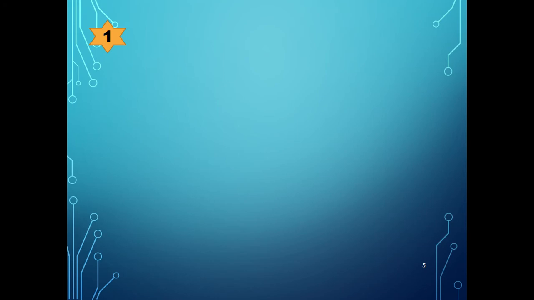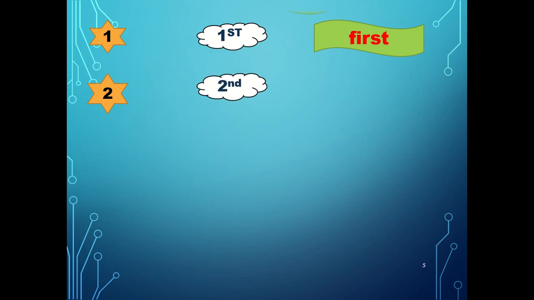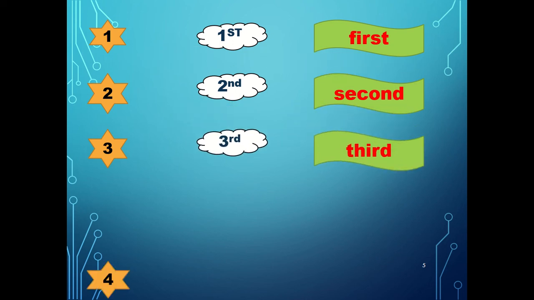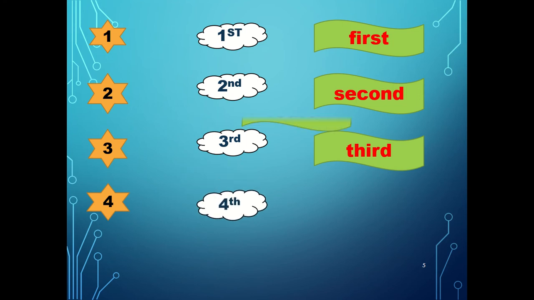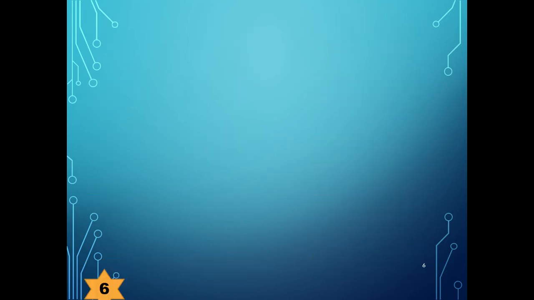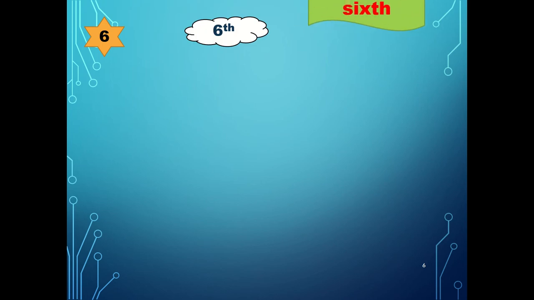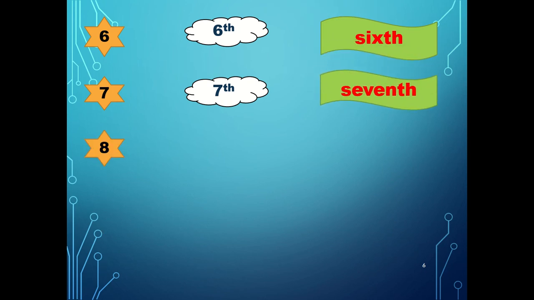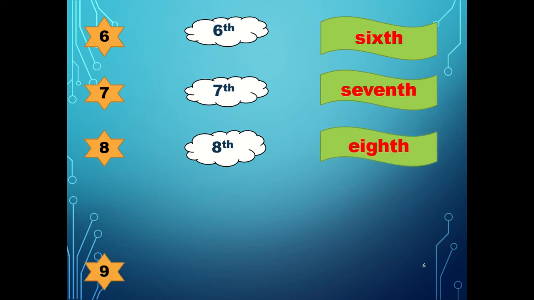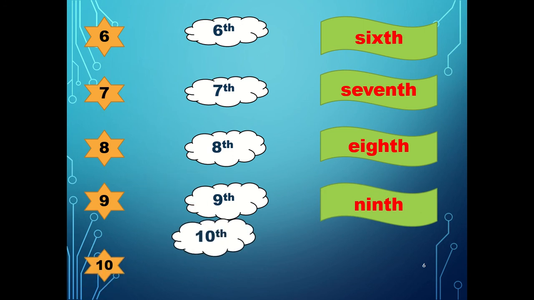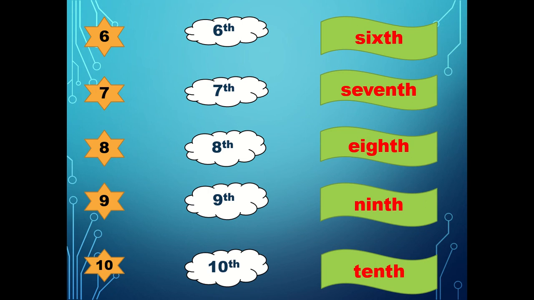Like 1, first. 2, second. 3, third. 4, fourth. 5, fifth. 6, sixth. 7, seventh. 8, eighth. 9, ninth. 10, tenth. So these are the ordinal numbers.